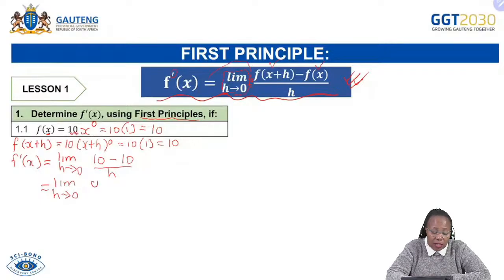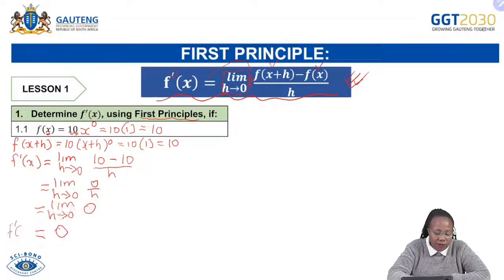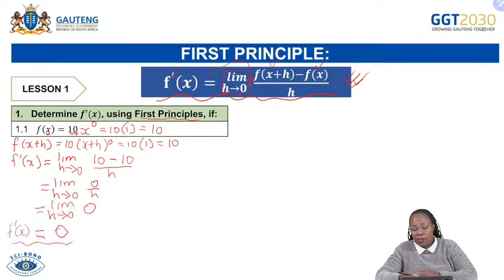10 minus 10 is 0 over h, and this is the limit of h approaching 0. Look at me, I am writing my limit of h approaching 0 as I continue with my simplification. So 0 divided by h is 0. It's only at the final answer that I am not indicating the limit. The limit of h approaching 0 of 0 is equal to 0 there. That means the derivative of f at x equal to 10 is equal to 0.